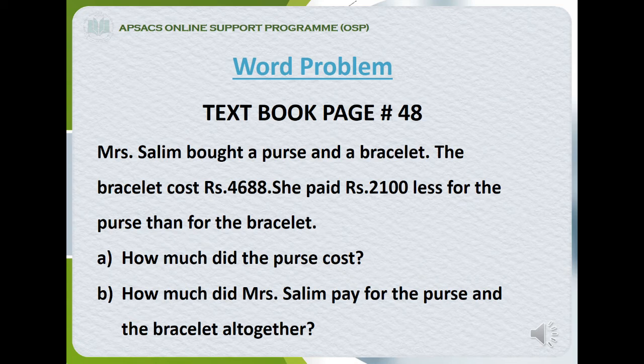So let's start our topic, word problem, and the question is: Mrs. Salim bought a purse and a bracelet. A bracelet cost rupees 4,688. She paid rupees 2,100 less for the purse than for the bracelet. A part, how much did the purse cost? B part, how much did Mrs. Salim pay for the purse and the bracelet all together?